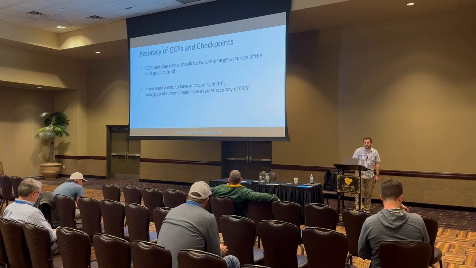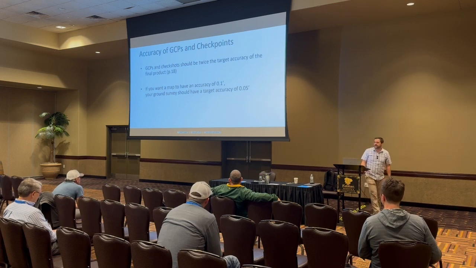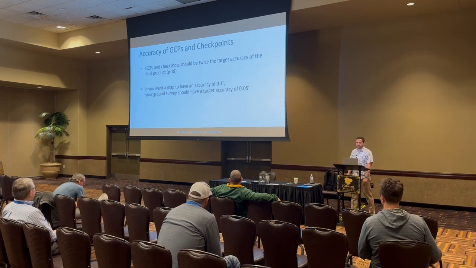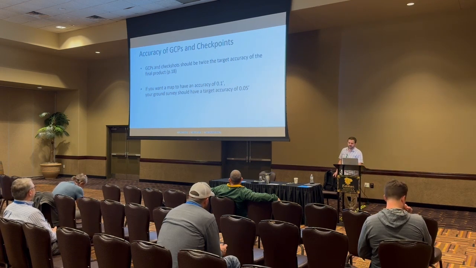Oh, here's the slide that I thought was earlier. GCPs and check shots, according to the standards, should be twice the target accuracy of the final product. So if you want to have a map with an accuracy of 1/10 of a foot, your ground survey should have a target accuracy of 5/100 of a foot.